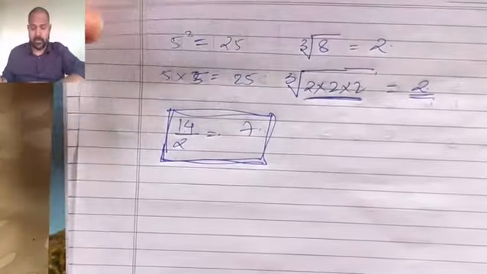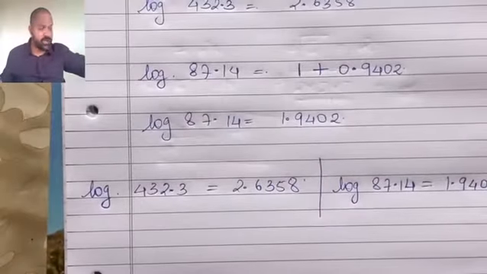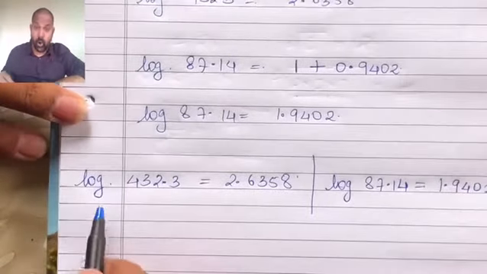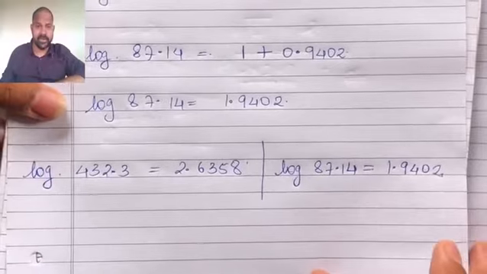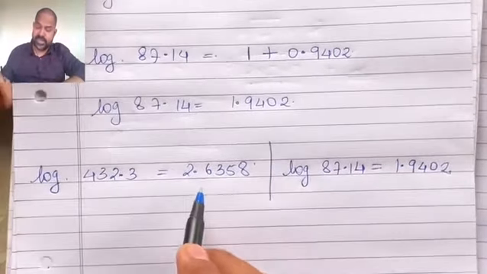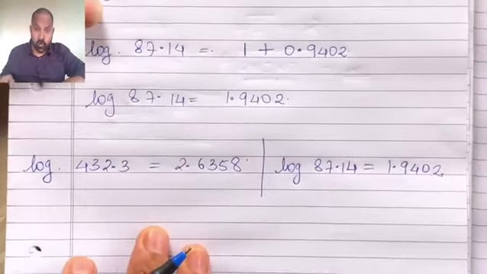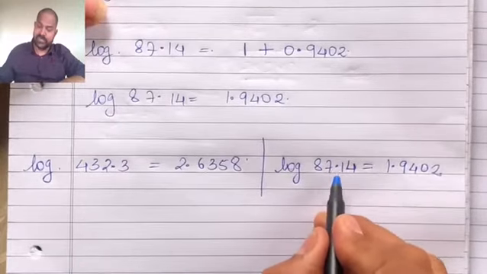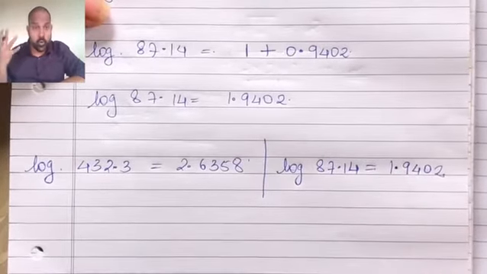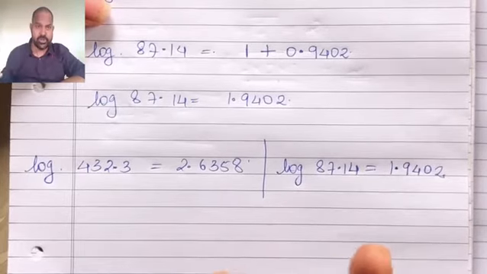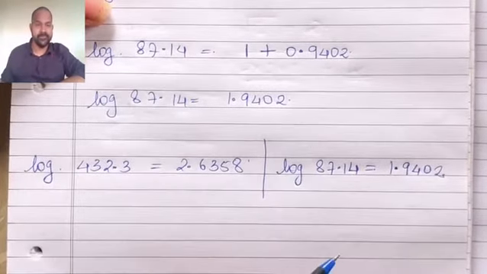What do you mean, or what is the logic, when you say that log of 432.3 is 2.6358, or what do you mean when you say log of 87.14 is 1.9402? What is the logic that you are using here?